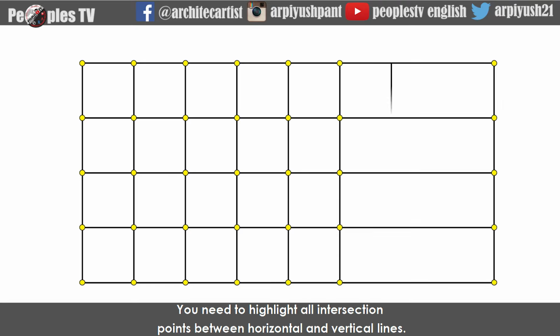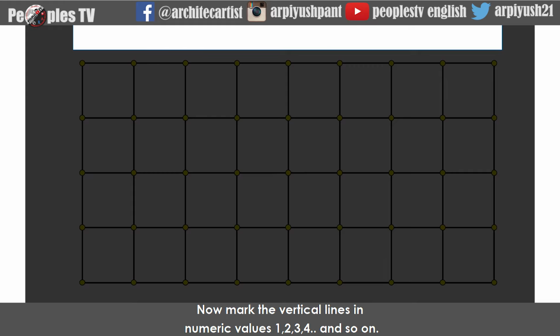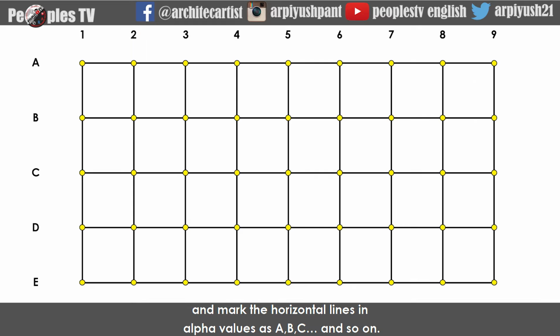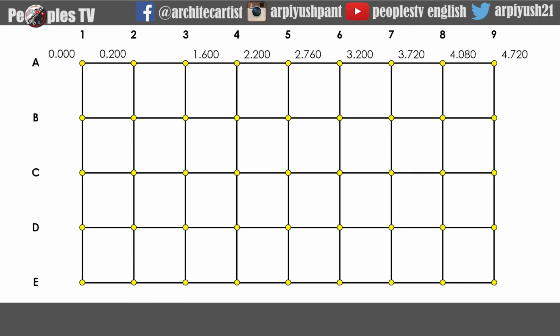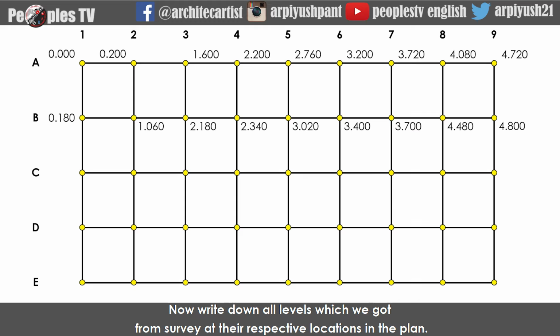You need to highlight all intersection points between horizontal and vertical lines. Now mark the vertical lines in numeric values 1, 2, 3, 4 and so on, and mark the horizontal lines in alpha values as A, B, C and so on. Now write down all levels which we got from the survey at their respective locations in the plan.